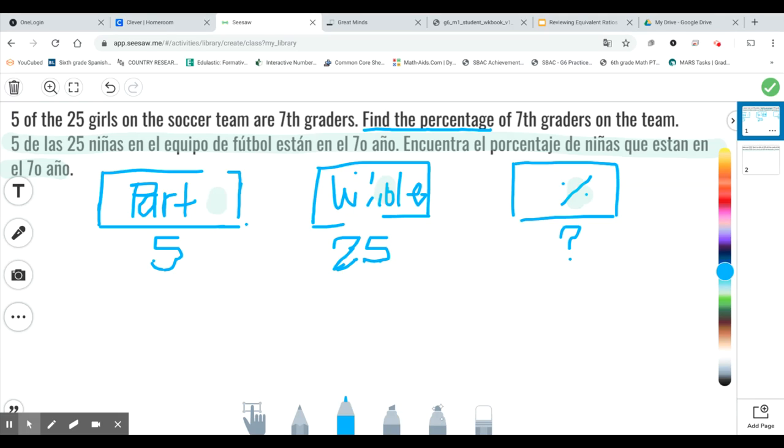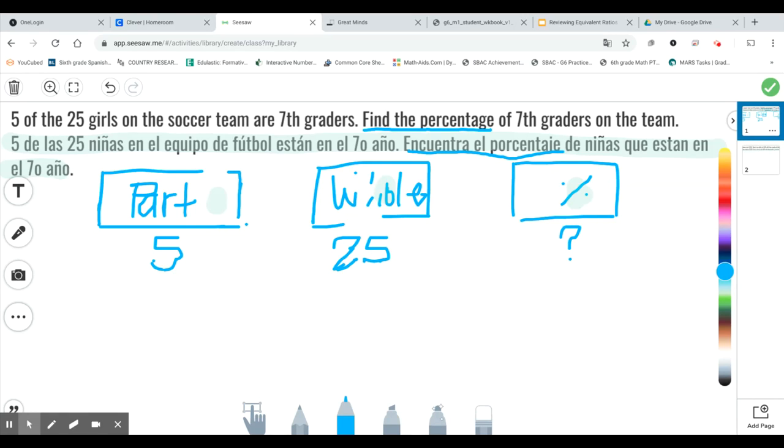En la pregunta sabemos la parte, son 5 niñas en el 7º año. Sabemos que hay un total o un entero de 25 niñas en el equipo, pero no sabemos el porcentaje. Por lo tanto, la pregunta pide el porcentaje.